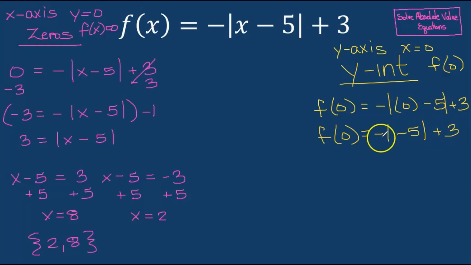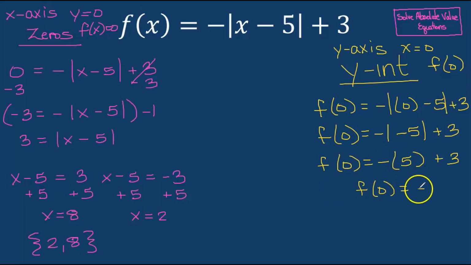Now this is where a lot of students make a mistake because there's a double negative here. So we have to evaluate the absolute value first. The absolute value of negative 5 is positive 5, but this negative on the outside doesn't change. And so now we have negative 5 plus 3. So our f of 0 is negative 2. 5 negatives and 3 positives. So we have one y-intercept. Let's go to the graph to see if we're correct.